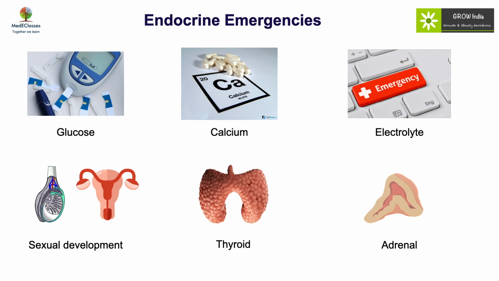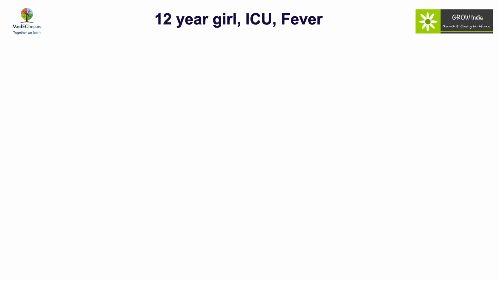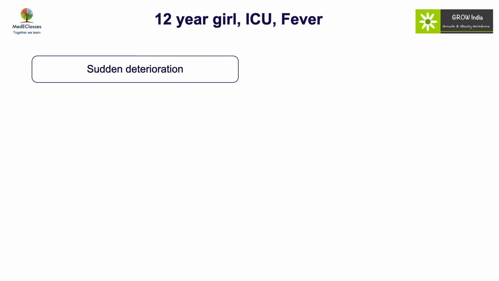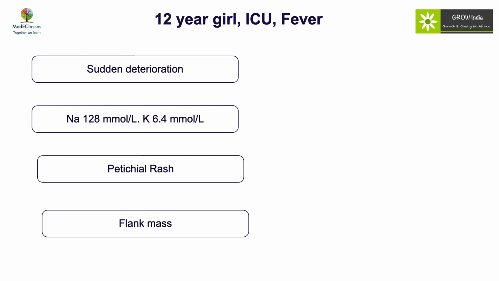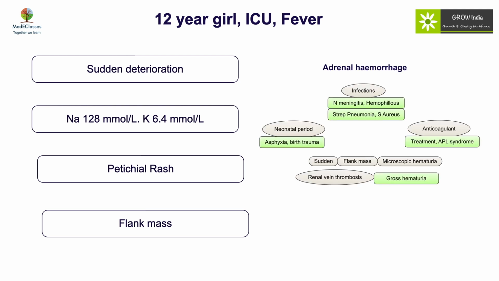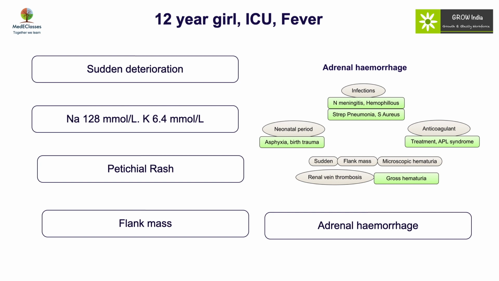Finally, a few words with regards to the adrenal aspects. A 12-year-old girl in the ICU setting with fever, sudden deterioration, hyponatremia, hyperkalemia, petechial rash, and flank mass. This is a very important consideration of Waterhouse-Friderichsen syndrome or adrenal hemorrhage. Adrenal hemorrhage typically can happen in the newborn period, where it presents with a flank mass along with microscopic hematuria. Flank mass with gross hematuria means renal vein thrombosis. Flank mass with microscopic hematuria may indicate adrenal hemorrhage. A similar picture can happen in the setting of meningococcemia, and this is the typical Waterhouse-Friderichsen syndrome.